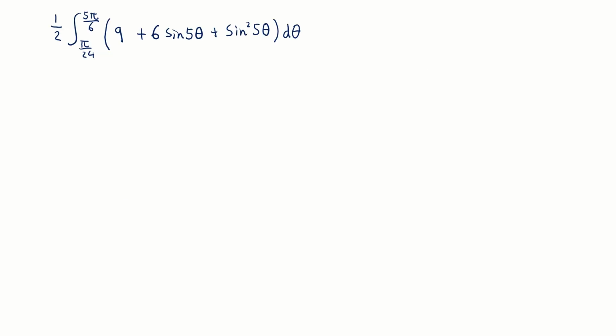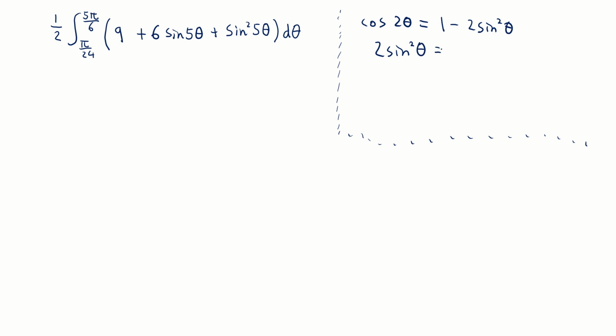But in order to do that, we need to know how to integrate sine squared 5 theta. And a reminder from Maths A level, that requires use of an identity. The identity you need to use is, of course, one of the double angle identities for cos 2 theta. Cos 2 theta is equal to 1 minus 2 sine squared theta. And therefore we can rearrange this to make sine squared theta the subject of the formula.